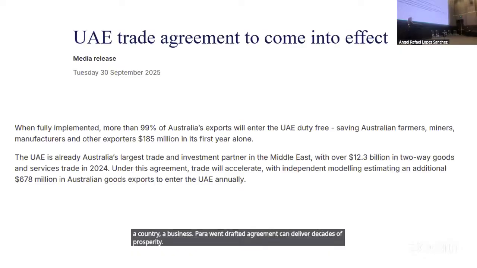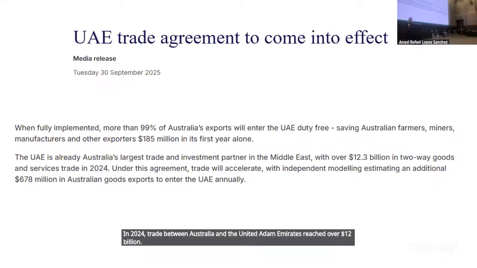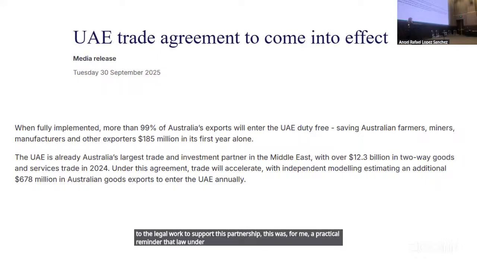In 2024, trade between Australia and the United Arab Emirates reached over 12 billion. At the Office of International Law, I was very fortunate to contribute to the legal work that supported this partnership. This was for me a practical reminder that law underlies every successful trade relationship.